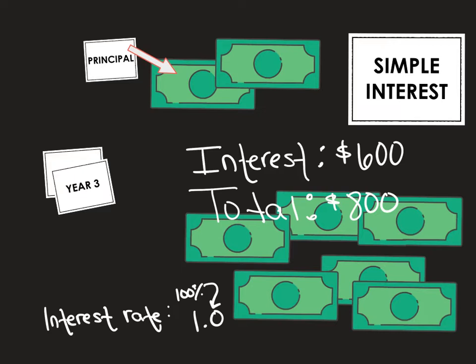Notice that my principal amount in this example never changed. It stayed that $200. And every time we use this formula, we were going off of that original $200.